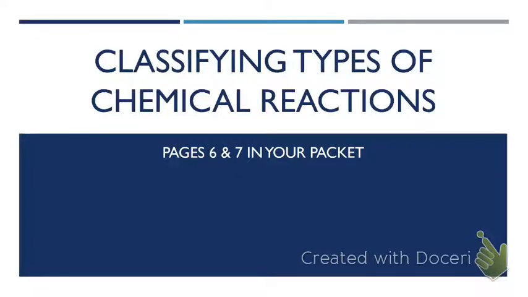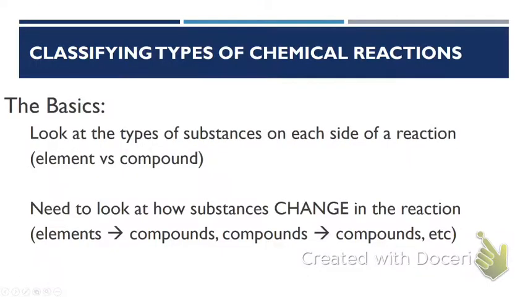Okay, so we're going to be talking about classifying types of chemical reactions on pages 6 and 7 in your packet. But before you write anything down, let me give you a quick synopsis of what we're doing. Because we're classifying types of reactions, we're going to be looking at what types of substances are in those reactions. And when you classify them, and I don't mean ionic or covalent, I just mean at the basic level of element versus compound, you're going to see that those substances change in the reaction.